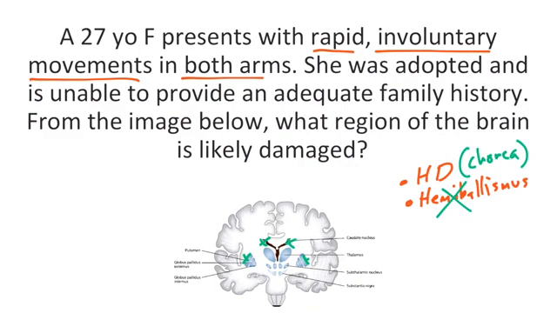Now, the reason we're not thinking it's hemiballismus is because if this patient had hemiballismus, we would see more of a wild flailing on one side of the body, which is really not what we're seeing here. However, if we were thinking this patient had hemiballismus, we'd be thinking of damage to the subthalamic nucleus. And it would have to be on both sides because this patient is demonstrating symptoms in both arms. But again, that's not what this patient's demonstrating, so we're thinking it's Huntington's disease.